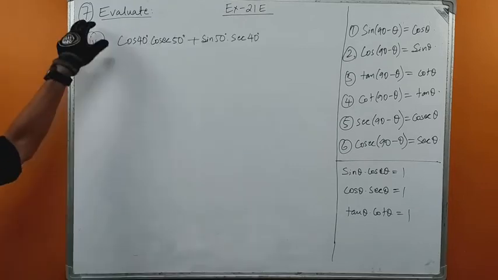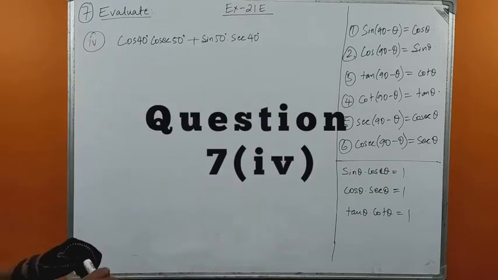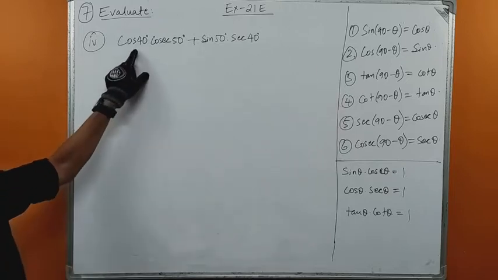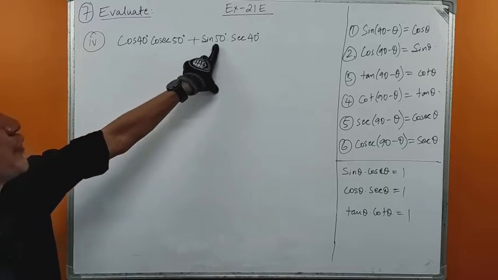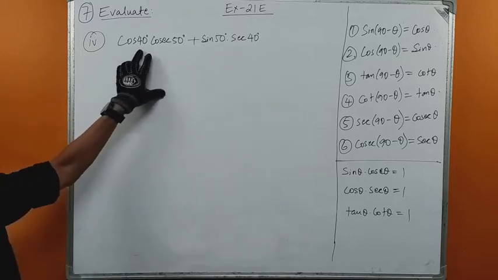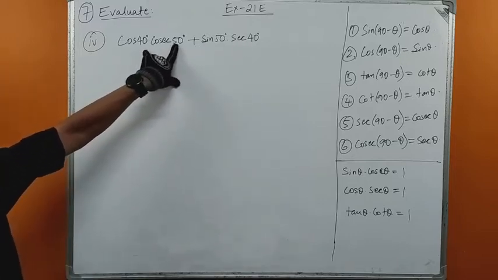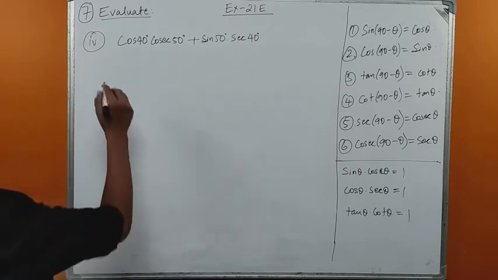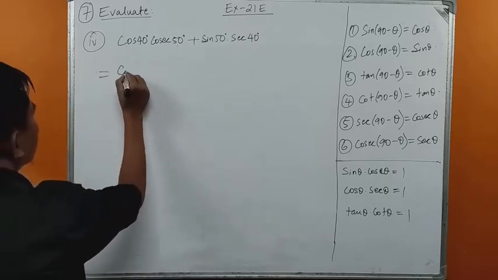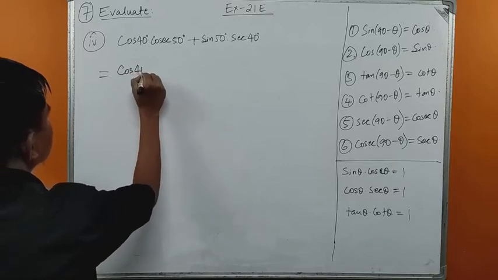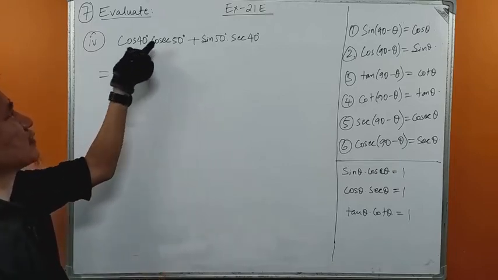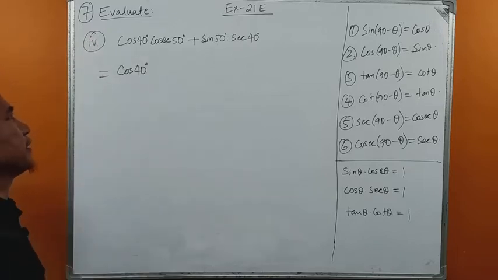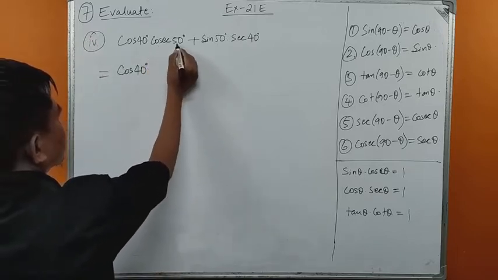Now question number 4 of 7. Okay, so we are asked to find the value of this expression. We have cos 40 into cosec 50 plus sin 50 into sec 40. So among these two angles we have to convert only the one. Okay, so let's do this. I copy cos 40 as it is, cos 40. You can keep this cosec 50 as it is and convert this 40 also. Okay, same thing. So this is cosec 50, isn't it?